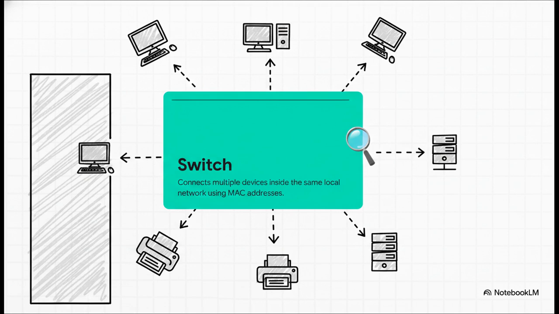And this is cool because it allows them to share files and communicate directly without ever having to touch the outside internet. It's smart too. It sends data only to the correct device, making the local network incredibly fast and efficient.